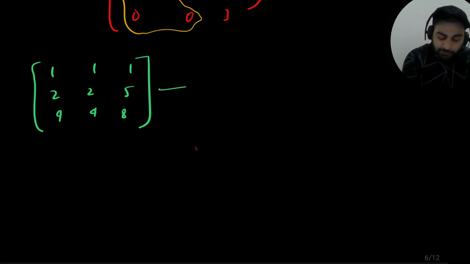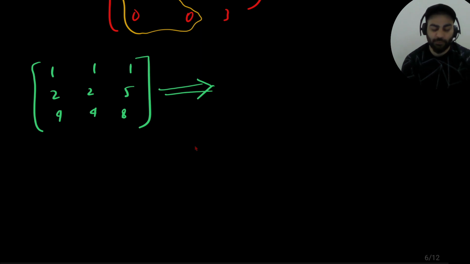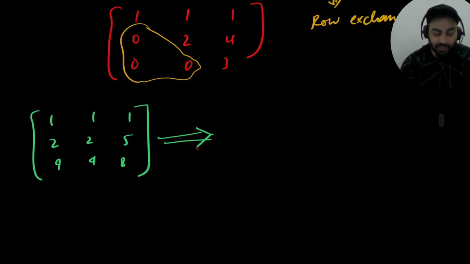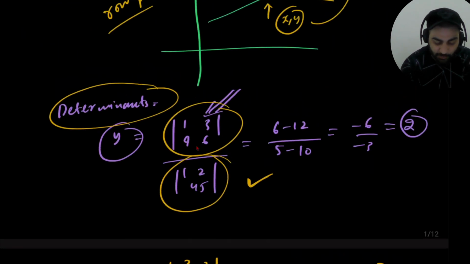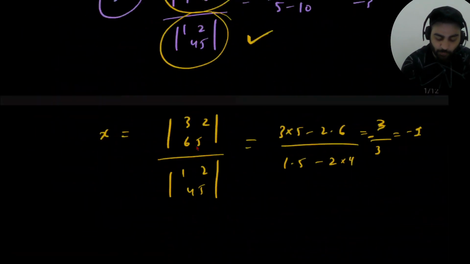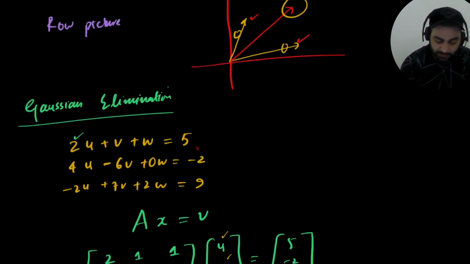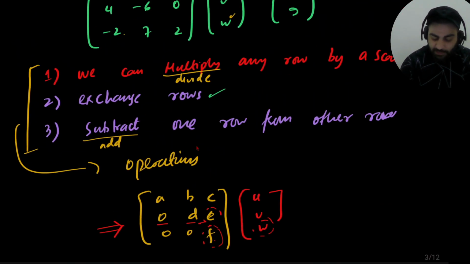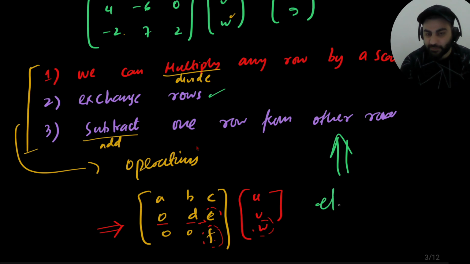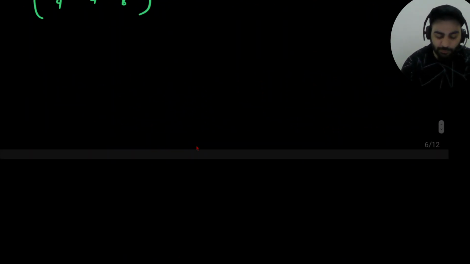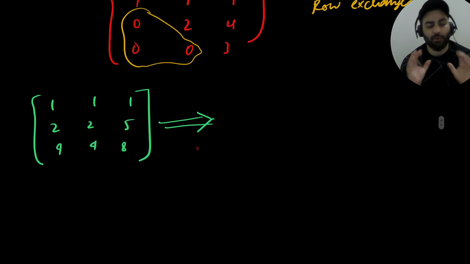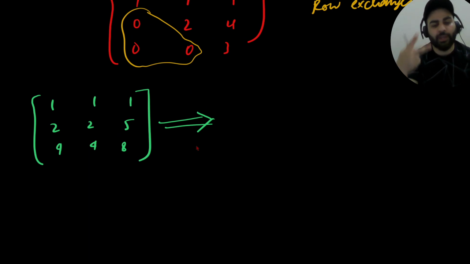Whatever I did so far, this row exchange, and whatever rules I wrote here, the 3 rules of the Gaussian elimination that I wrote, these are called elementary transformations. I'll talk about why they're called elementary transformations, but just remember that there are 2 cases. Now Gaussian elimination works, but in 2 cases it gets stuck.